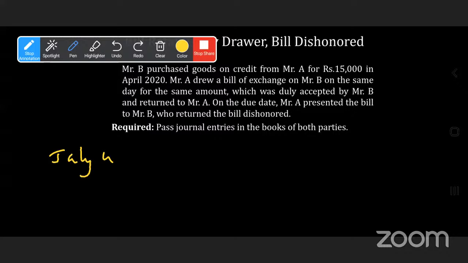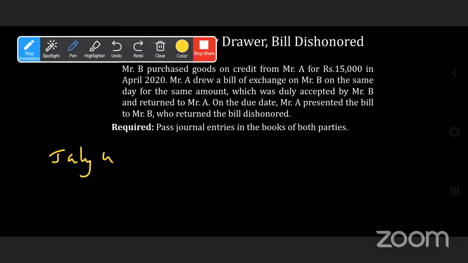If cash is paid on the acceptance, then you have to write cash. But if it is dishonored, you are not paying any cash, so you have to write bills payable account debit to A's account. Is it okay for you? Yes, ma'am. Now let us go to the other option.